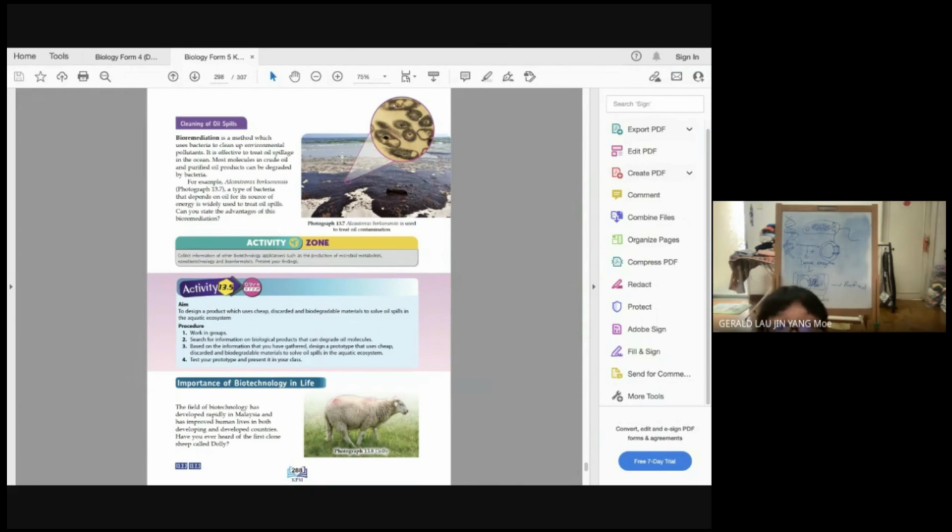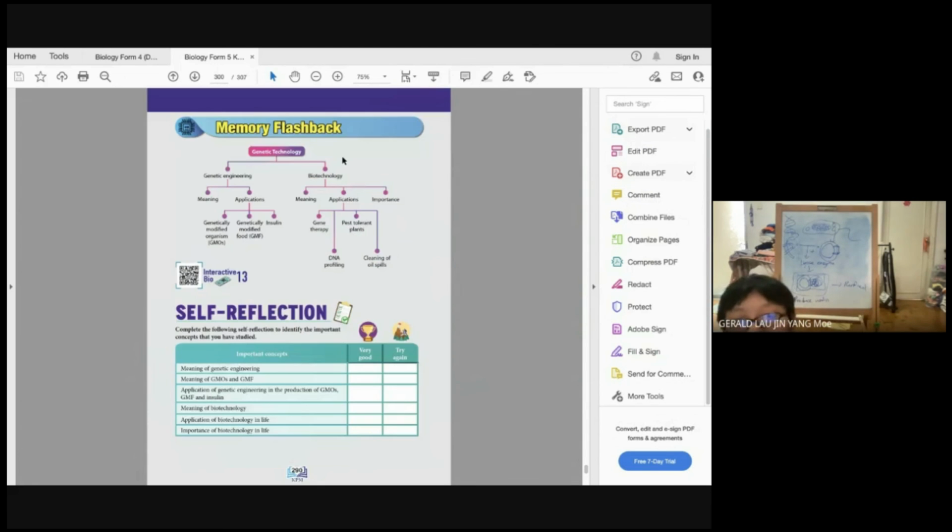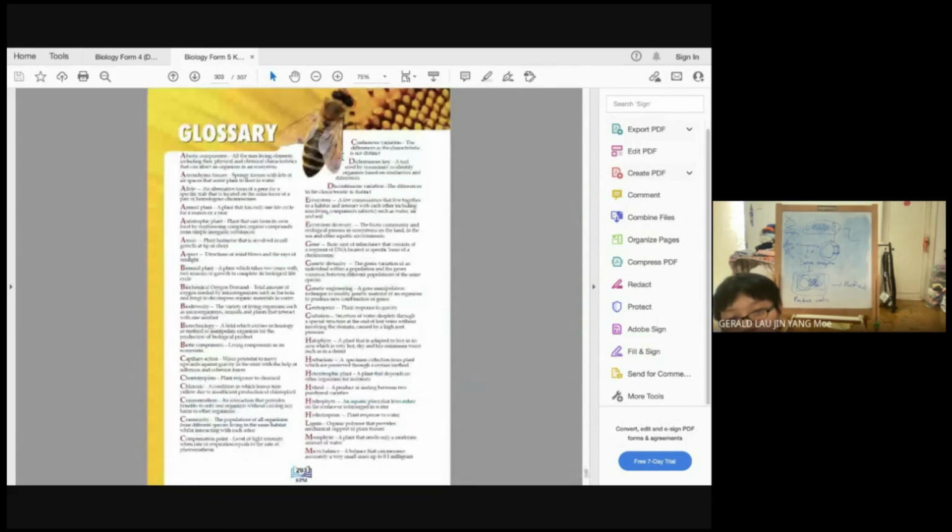Okay, bioremediation, to treat oil spillage. You will use Alcanivorax borkumensis. Okay. Biotechnology and life. Okay, nothing much. This is just important: agriculture, medicine, forensic, environment. Okay. Done. That's all for our class today.